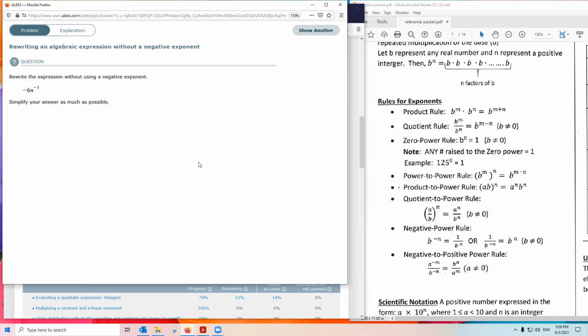Right, here's one that says rewrite without using a negative exponent. All right, well, they're giving me -6 n to the -5. This n to the -5, I want to get rid of the negative exponent and make it a positive exponent. Well, according to this rule, if I move that expression down to the bottom of a fraction, it's going to flip to be a positive exponent.